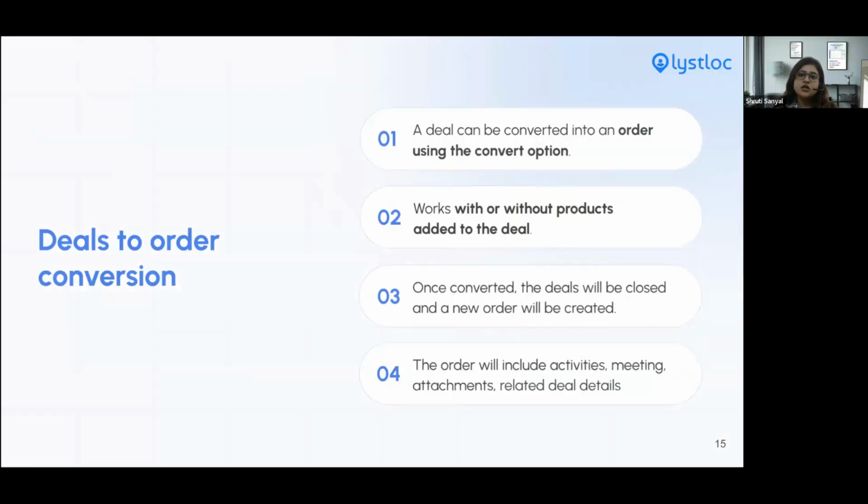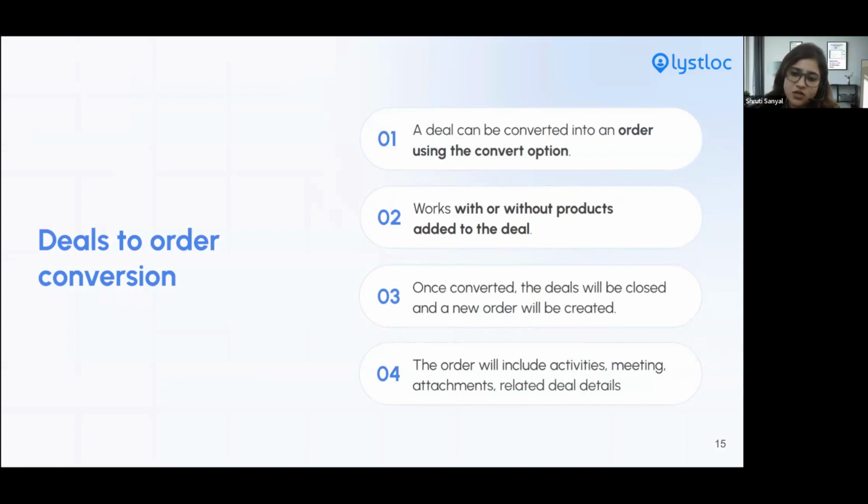And apart from that, a deal can be converted to an order using the convert option. There is a convert option which is currently present under the deal. It also works with and without products. So you can create a deal if you don't want to add any products from your end, that is fine as well. Without adding products, you can create your own deals without the product module being created.